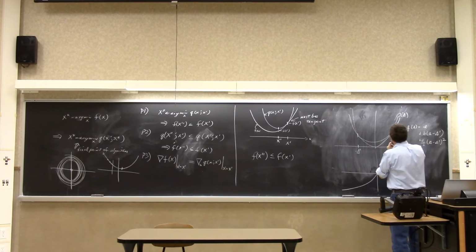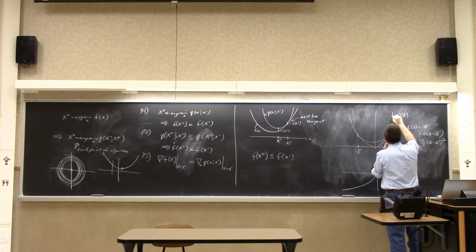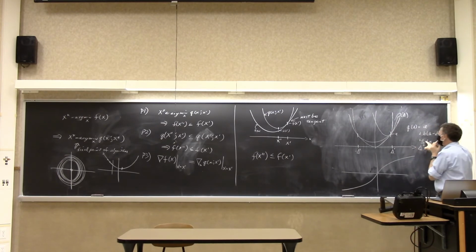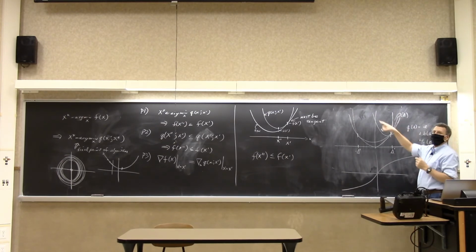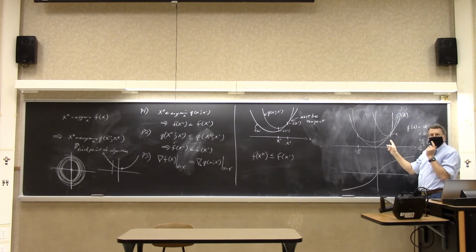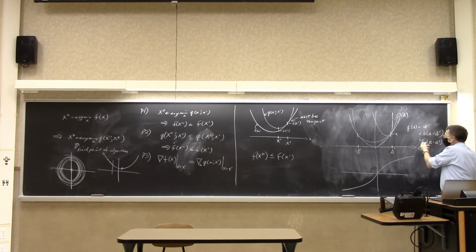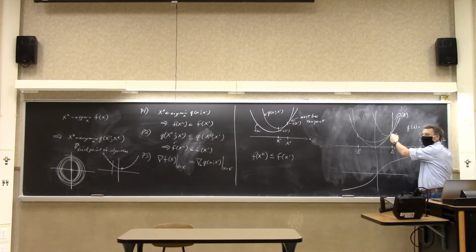So all these functions are a family of surrogate functions. If I make C larger, then this thing will go up faster. They're all tangent and they're all equal at the point, so they're all surrogate functions. But I can make C larger.